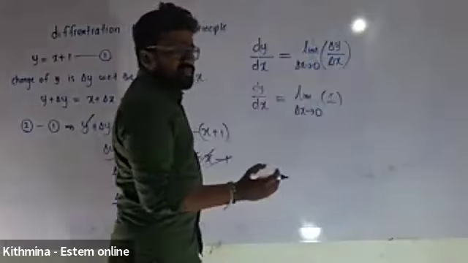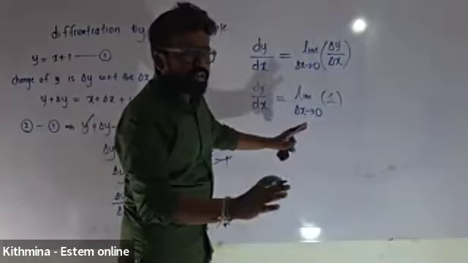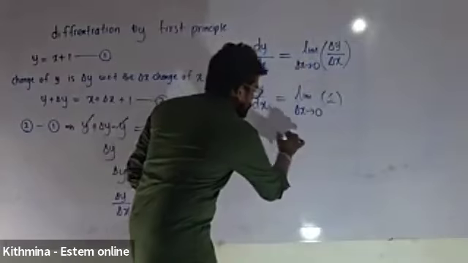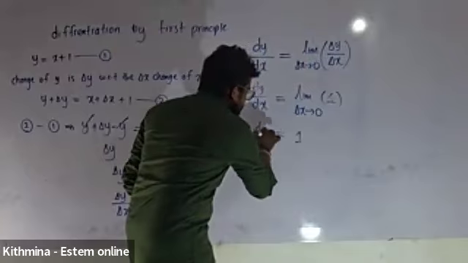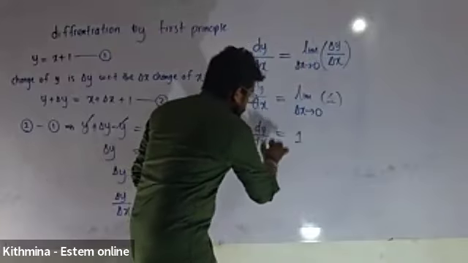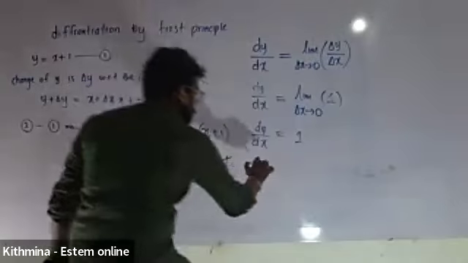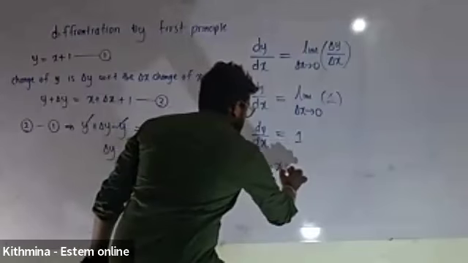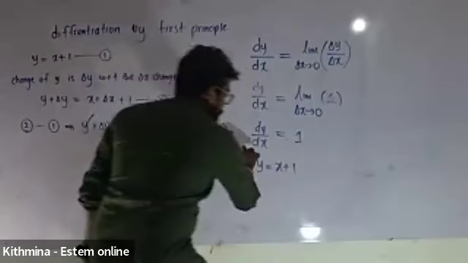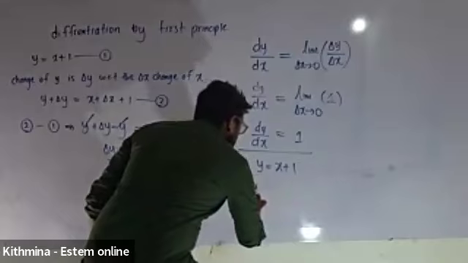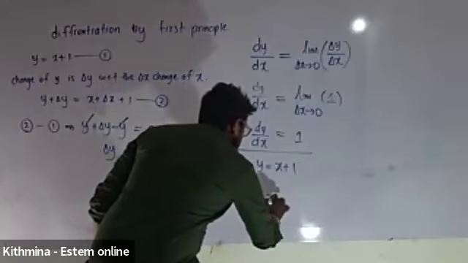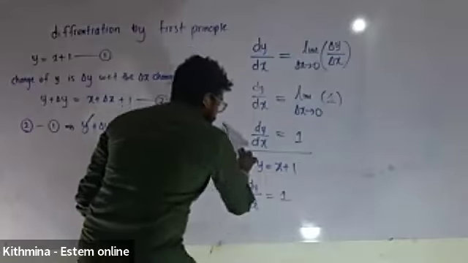Then what happened to delta x? No worries, because there is a 1. So the equation is 1. So the differentiation is 1. As a summary, y equals x plus 1. The differentiation of y with respect to x is 1. That is the summary.